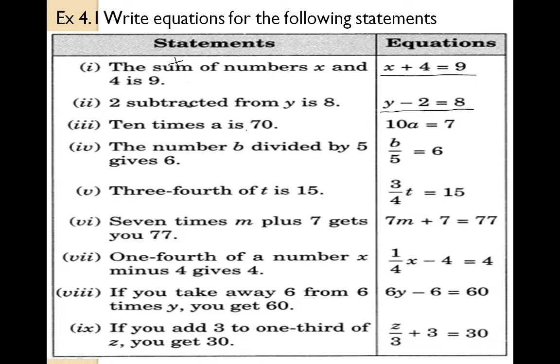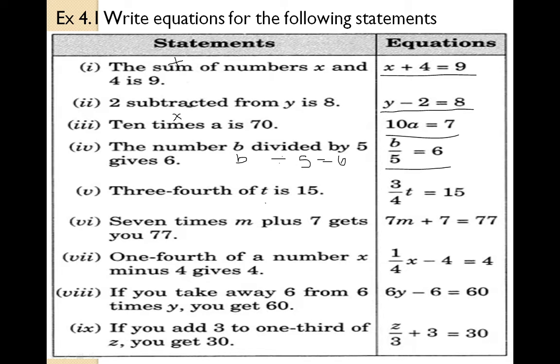10 times a is 70. 10 times, that means multiply. So 10 multiplied by a, that is 10a is equal to 70. Look at here, 10a is equal to 70. The number b is divided by 5, that means b divided by 5, gives 6, that means b upon 5 is equal to 6. Like that we can write this equation.